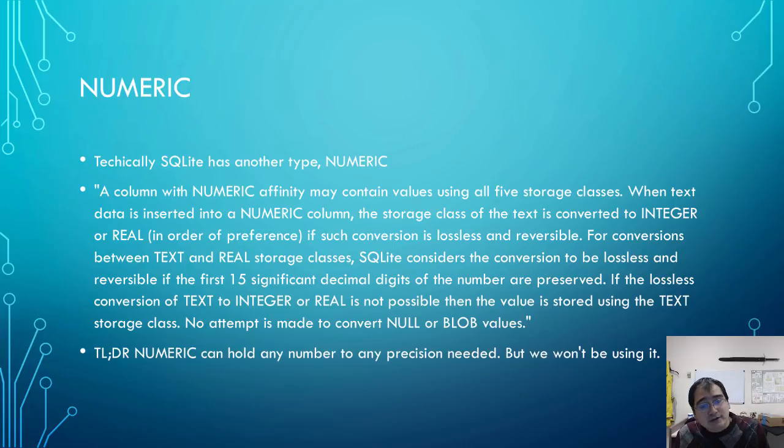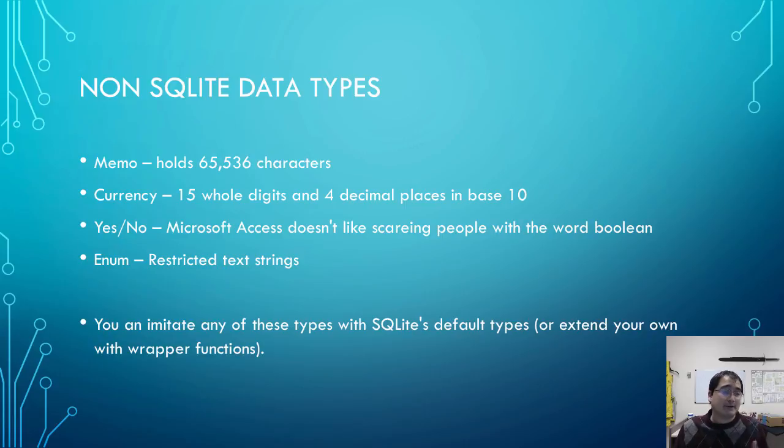Other databases also supply some other data types. For instance, a memo data type holds a fixed number of characters. That's common in some of the other database systems. There's often a currency data type, which has 15 whole digits and 4 decimal places in base 10, for if you want to be really careful to avoid floating point rounding errors and things like that. Microsoft Office has this yes-no data type. There's often enums, which are basically, you can specify strings, but they have to be within this small set.